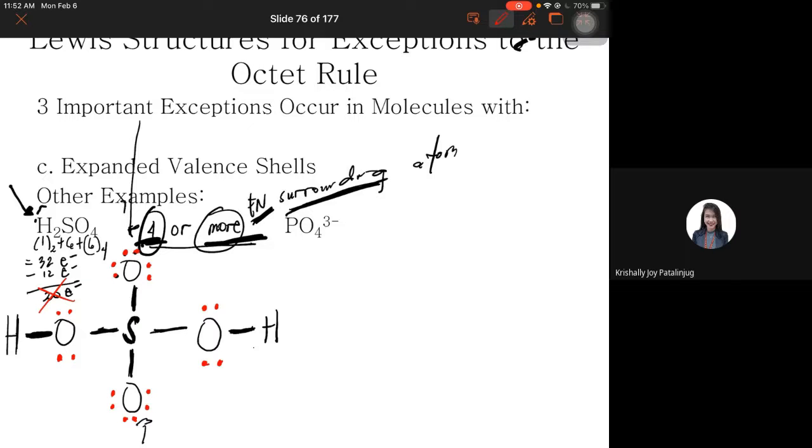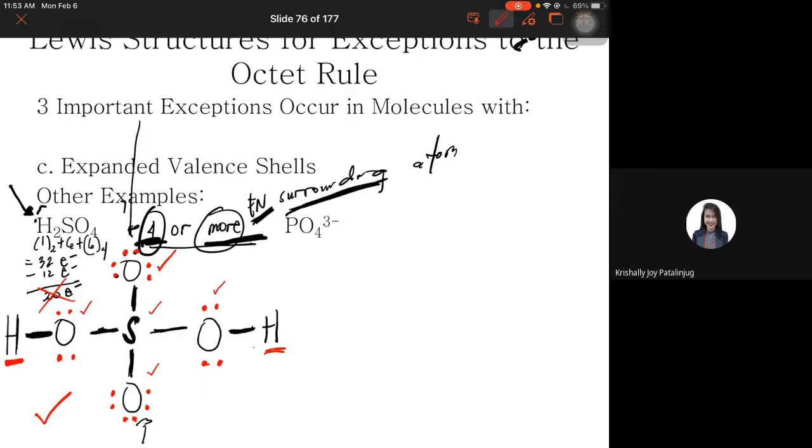Okay? Now, when you check for all the atoms in this given molecule, all of them attain octet, except, of course, for hydrogen. Kasi, di ba, exception man talaga yan. Kasi, dalawa lang talaga dapat yung surrounding electrons for a stable state of hydrogen. Meaning, all of them already attain octet, especially for oxygens and sulfur.